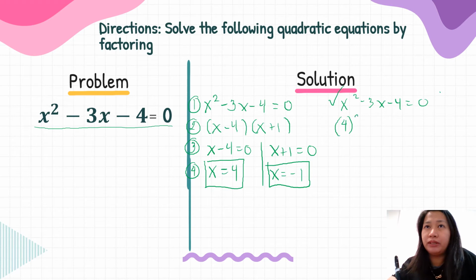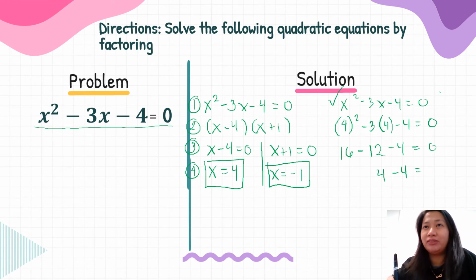Yun po yung unang value natin ng x. Minus 3 times 4 minus 4 equals 0. So 4 times 4 that is 16. Negative 3 times 4 that is negative 12 minus 4 equals 0. And 16 minus 12 that is 4 minus 4 equals 0. And 0 is equal to 0. And 4 is not an extraneous root.